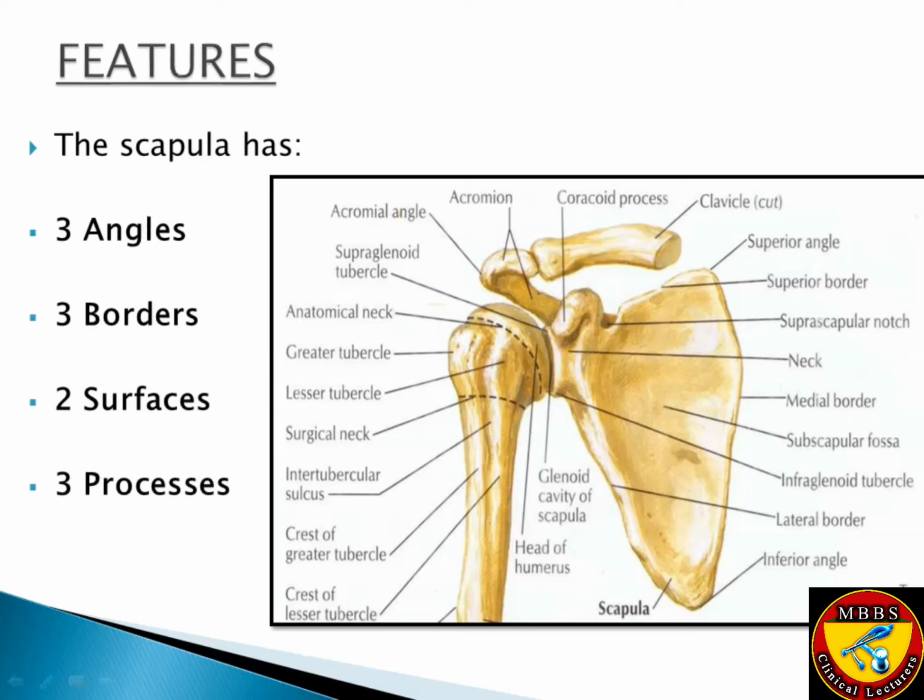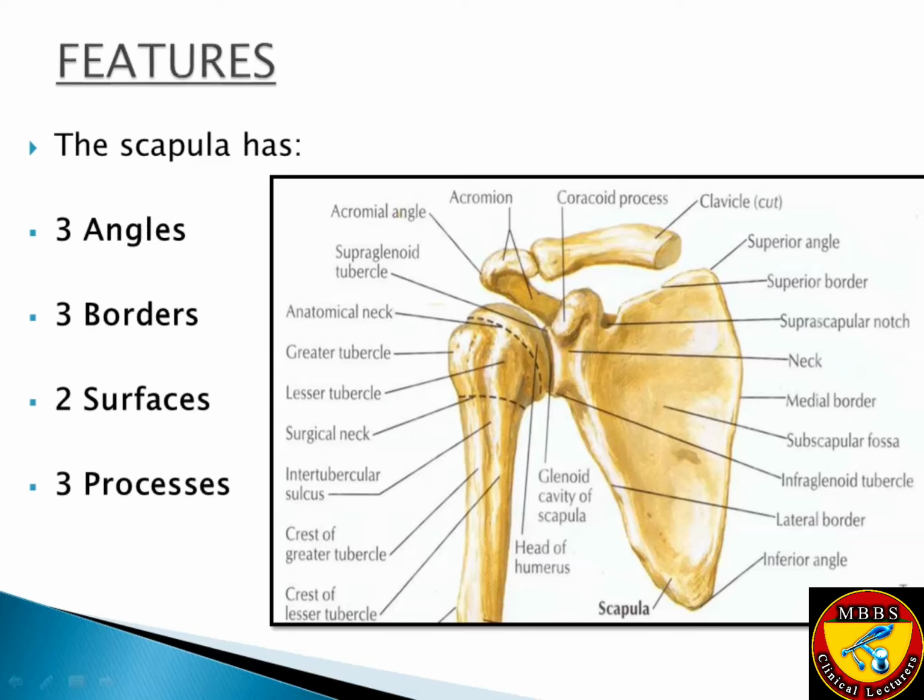Now, we will discuss the features of the bone, the important landmarks which are present in the scapula. The scapula has three angles. The end points are called angles. So this is the lateral angle, superior angle, and inferiorly there is the inferior angle. It has how many angles? Three angles: lateral angle, superior angle, inferior angle.